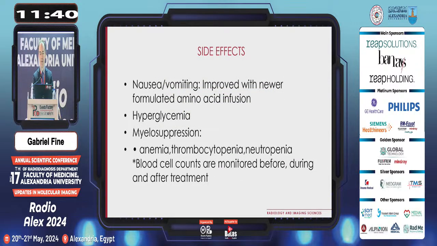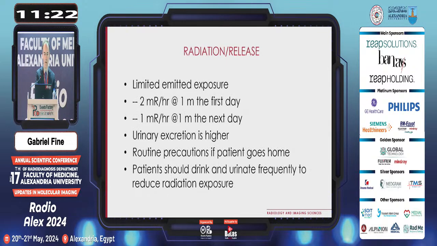Oftentimes the patients are nauseated, as I mentioned. They can have other things such as hyperglycemia, myelosuppression. A small percentage can develop leukemia, so that is a possibility. Anemia, thrombocytopenia, neutropenia are all also possibilities, and there are occasional patients that have to be delayed.